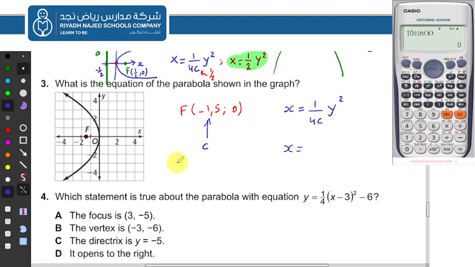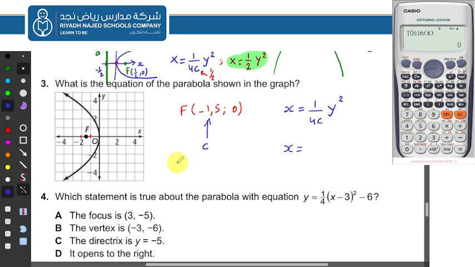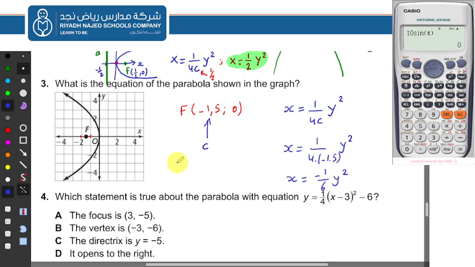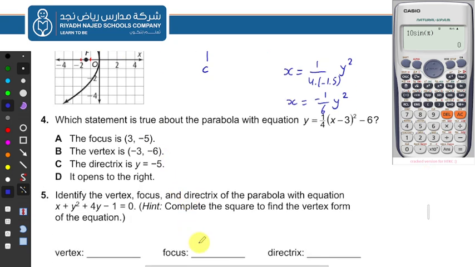You know c, so you just substitute c with its value and you write the formula and you are done. Nothing is complicated here, because you already have the graph and you have the coordinates of F. So x is equal to 1 over 4 times -1.5, which is -6, so 1 over -6, or -1 over 6 y squared, and this is the correct formula. It is x equals because the parabola is horizontal here, not vertical. Questions 4 and 5 are excluded from this quiz.